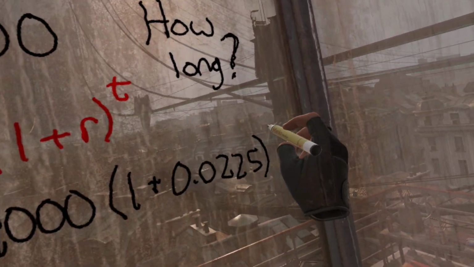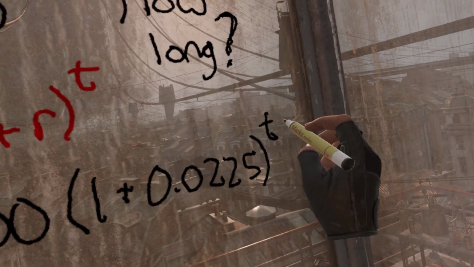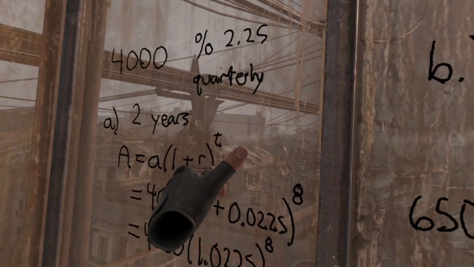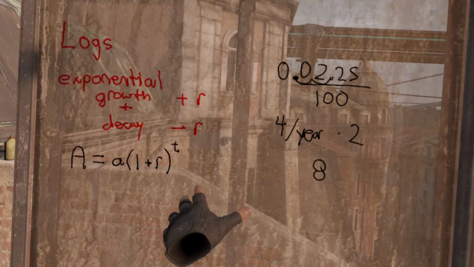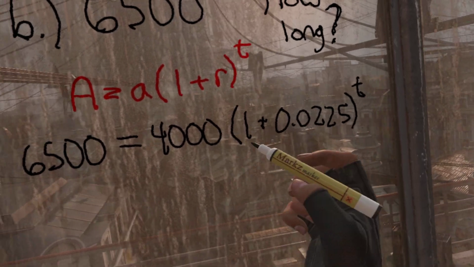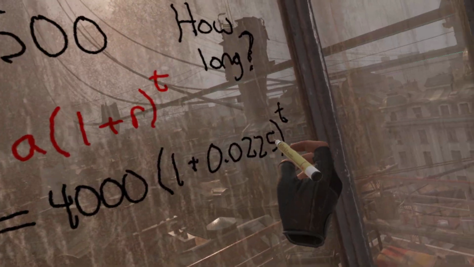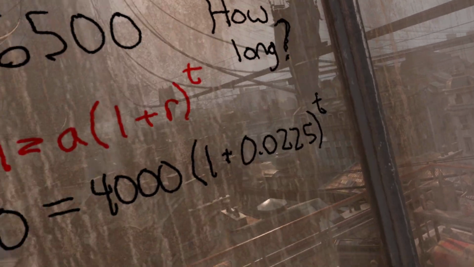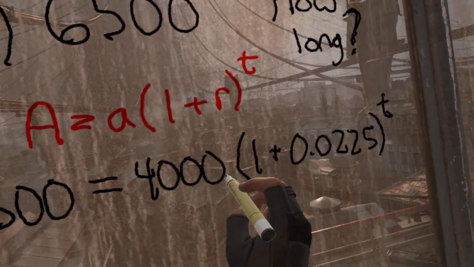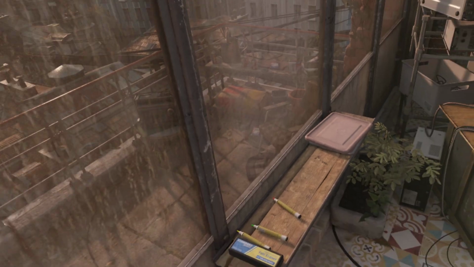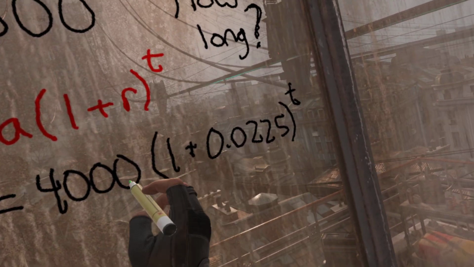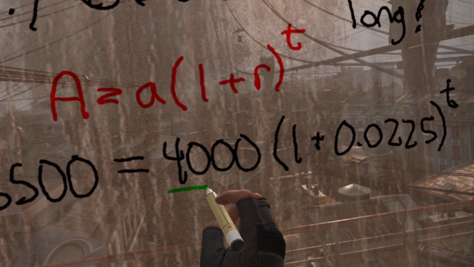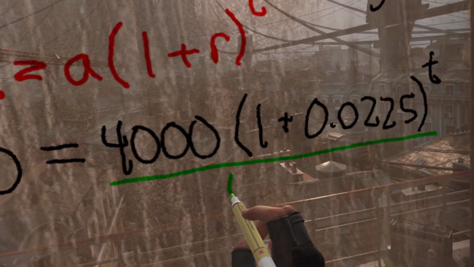Now, what is it we don't know? It's the t. The t is what we don't know. We don't know how long. How many quarters is it going to take to get $6,500? This is where we're going to bring in logs. You'll see that in just a second. So remember, I want to start isolating this t and getting that t all by itself so I can solve the problem. The first step I'm going to want to do, okay, step one. First thing I want to do is I can see I can get rid of this 4,000 that's attached to this thing, right? So let's divide out this 4,000.